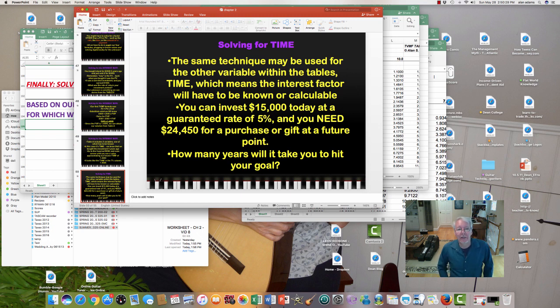All right. Now, this time we have to know the interest factor. I have to give you the present value, the future value, and either the time or the interest. This time I'm going to give you the interest because we're solving for the time. So you can invest 15 grand today at a guaranteed rate of 5%. Your goal is to have 24,450 at some future point for whatever reason. That's your goal. I want to grow 15 grand to 24,450, and I know I can lock in 5%. My question is, what will it take to get there? Okay, that's a fair question.